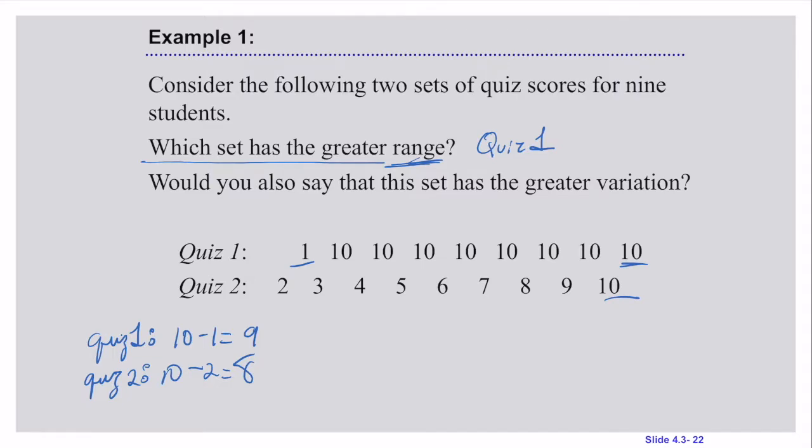But would we also say that that set has the greatest variation in differing away from our measure of center? No. Quiz 2 has greater variation because it has more possible values distributed out.